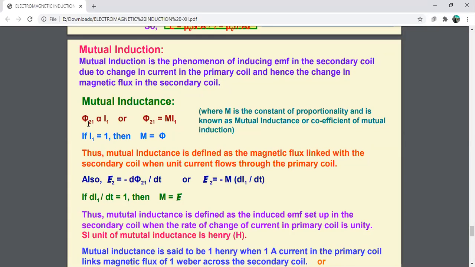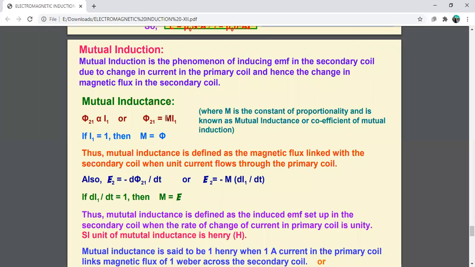So phi 21 is proportional to I1, because current I1 in the first coil is varying. So flux is getting changed in the second coil. That's why EMF will get induced in the second coil. So here phi 21 is equal to M I1, where M is a proportionality constant called the coefficient of mutual induction or mutual inductance.